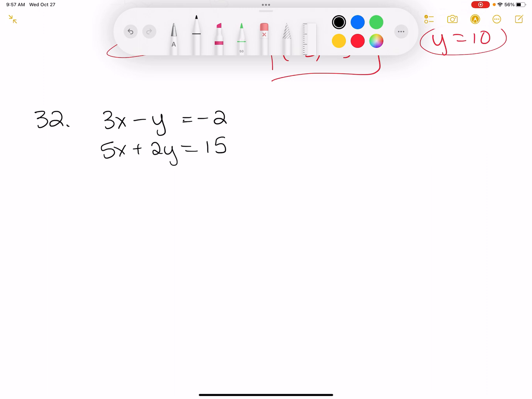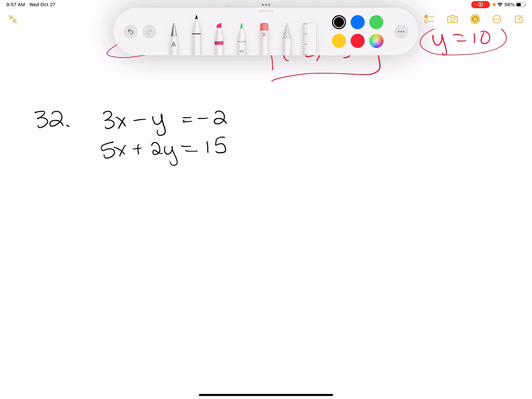Already done, Josh? What method did you use? I thought we were just doing elimination. Oh, you can use either one for these ones.